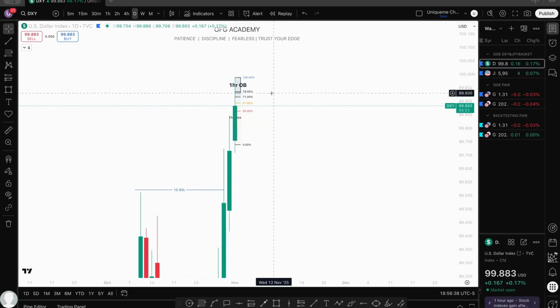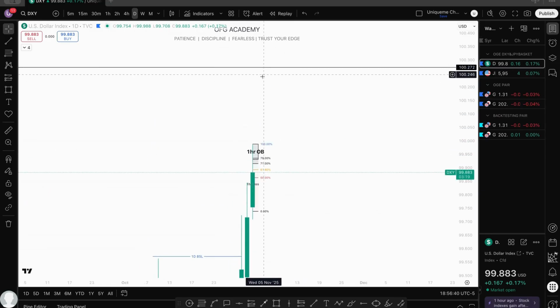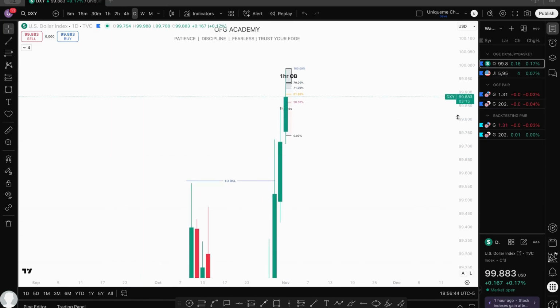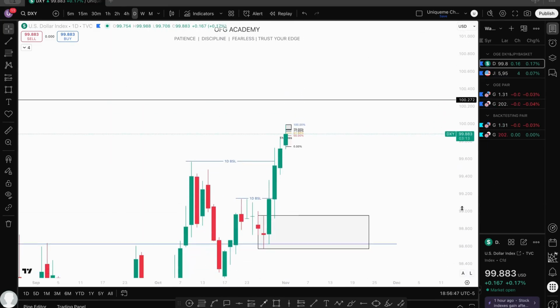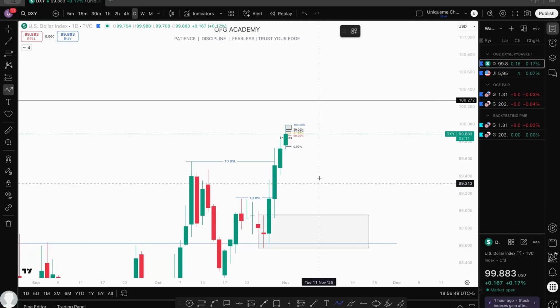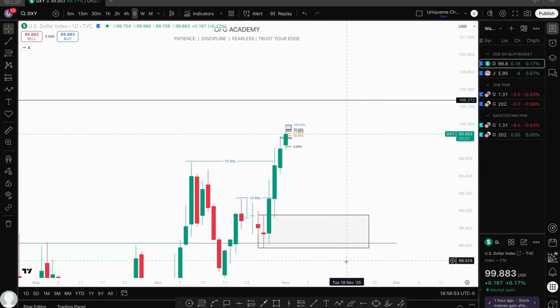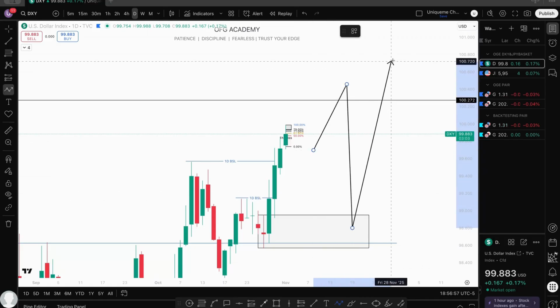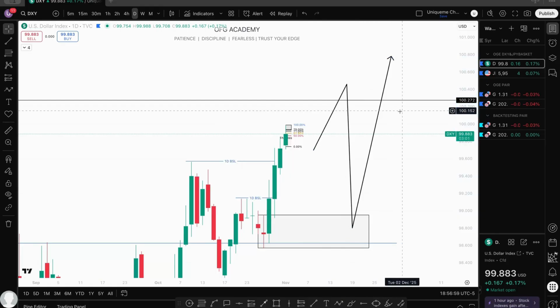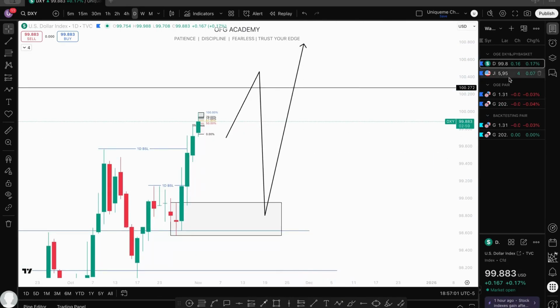But in case it doesn't sell and goes ahead to clear out this liquidity, it's still fine for me. But I'm expecting price to sell down to this level here and go up. That's one. Or price will do this and continue going up. Those are the two scenarios I'm expecting price to do.